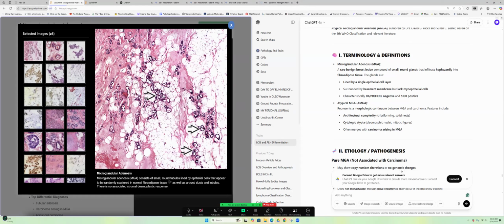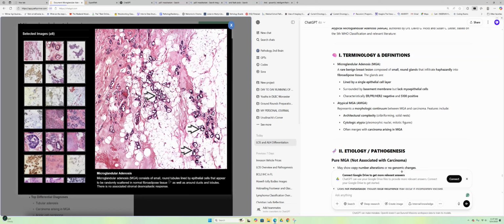All those videos, I thank God I recorded them. Understand? So ER and PR will help differentiate tubular carcinoma. Microglandular adenosis will be S100 positive and triple negative. There's what we call atypical microglandular adenosis. That one represents a histologic continuum between microglandular adenosis and carcinoma. If you have architectural complexity and cytologic atypia, carcinoma can arise from it. Pure microglandular adenosis is not associated with carcinoma.